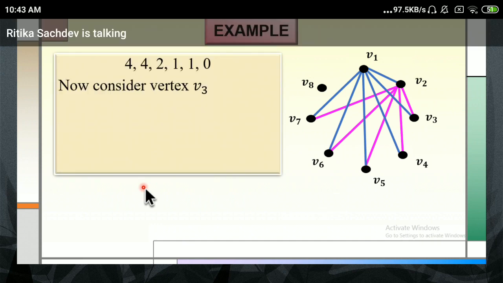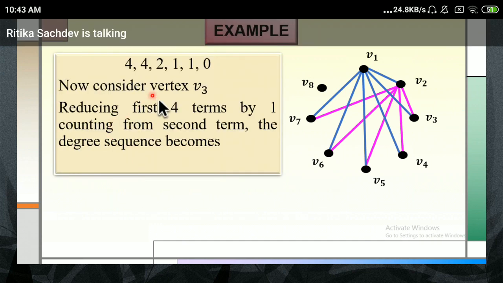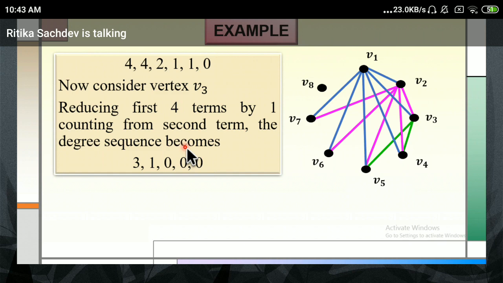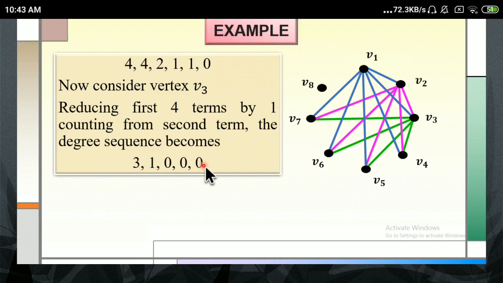And we are saying, now we consider vertex V3. Reducing the first 4 terms by 1, counting from the second term, the degree sequence becomes this. And this is what we are drawing: V3 to V4, V3 to V5, V3 to V6, and V3 to V7. So once I've drawn this, my degree sequence becomes 3, 1, 0, 0, 0.